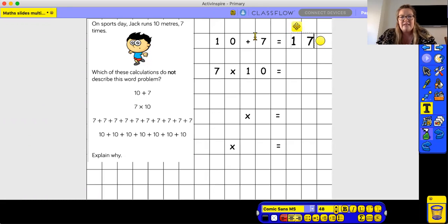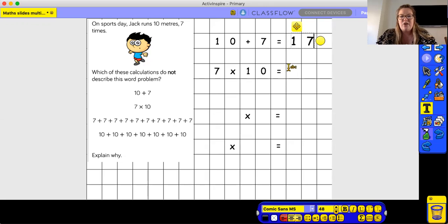So 10 add 7, does that tell us how many metres Jack ran if he ran 10 metres 7 times? So have a think about that. Okay, we've now got 7 lots of 10. Let's count in tens and see if we can work out what that is. Are we ready? Off you go now. 10, 20, 30, 40, 50, 60, 70.